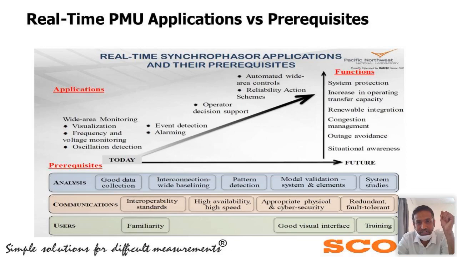So the total functionality is, finally, what we are going to do with the wide area network: system protection and increased operating transfer capability, like seamlessly transferring from one feeder to another feeder and changing the power from one system to another grid. All of this is going to happen seamlessly using this PDC data. And renewable integration is also possible.